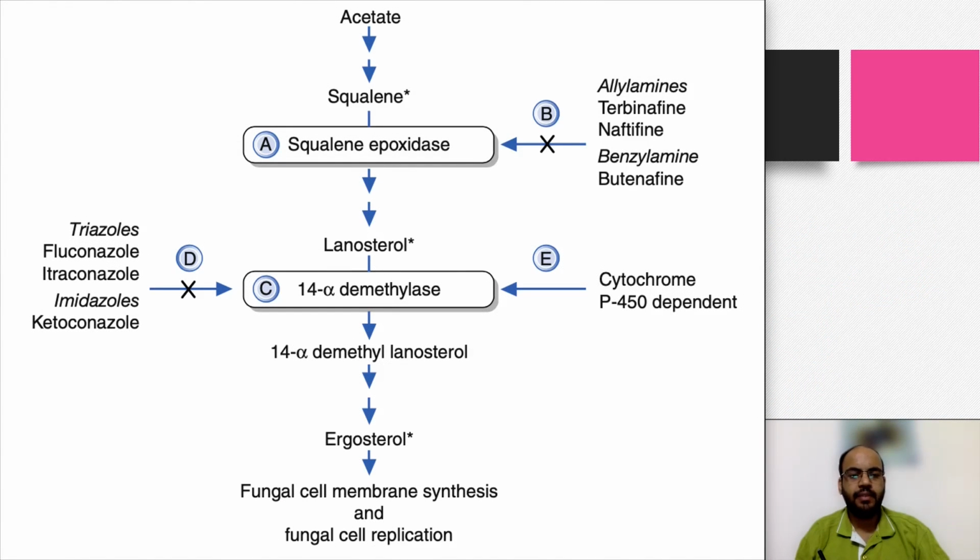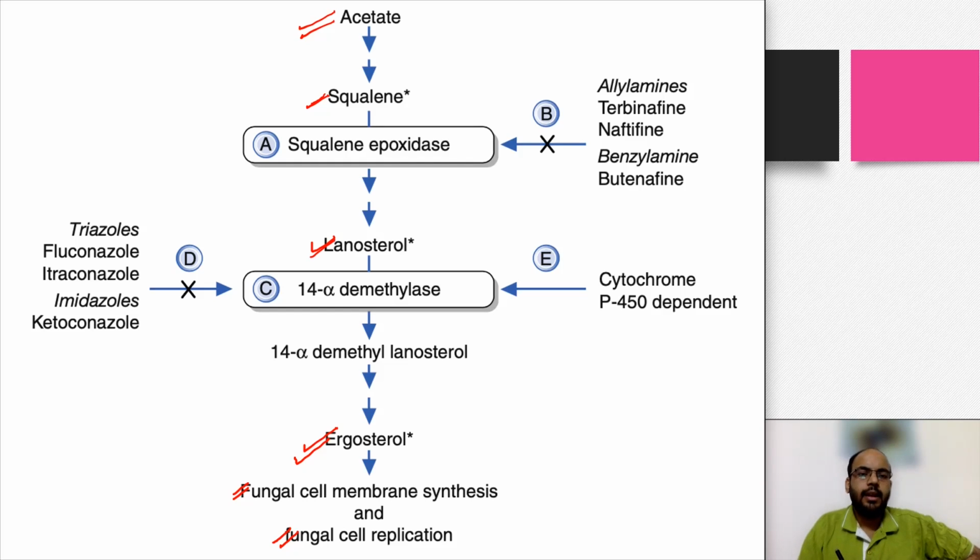Okay, so in the previous slides we have discussed very briefly the mechanism of action of itraconazole, and this is the same diagram that I had discussed last week when we were talking about terbinafine. So this is the pathway of formation of ergosterol. Now ergosterol is very important for fungal cell membrane synthesis and fungal cell replication. It starts from the molecule acetate, and after subsequent steps it forms squalene. And squalene, under the action of squalene epoxidase, and after multiple steps, forms the molecule lanosterol.